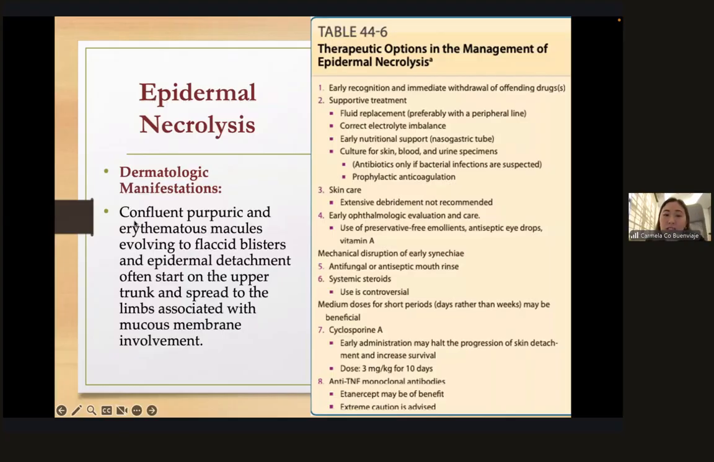Okay, so just a review of the dermatologic manifestations of epidermal necrolysis so that you'll know if you're going to suspect them. Patients have confluent, purpuric, meaning kind of violaceous, and erythematous macules evolving to flaccid blisters and epidermal detachment that often start on the upper trunk and spread to the limbs, associated with mucous membrane involvement. Okay, and these are the different therapeutic options that should be instituted. And here below are the medical treatment options.